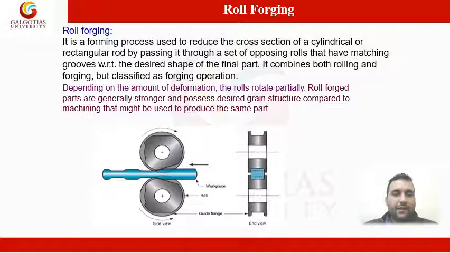Roll forging is a forming process used to reduce the cross-section of a cylindrical or rectangular rod by passing it through a set of opposing rolls that have matching grooves with respect to the desired shape of the final part. It combines both rolling and forging but is classified as a forging operation. Depending upon the amount of deformation, the rolls rotate partially. Roll forged parts are generally stronger and possess the desired grain structure compared to machining that might be used to produce the same part.